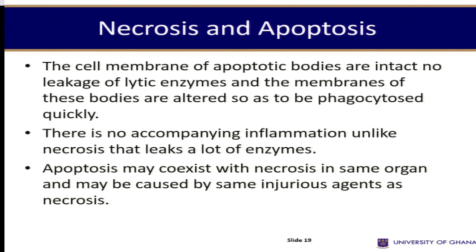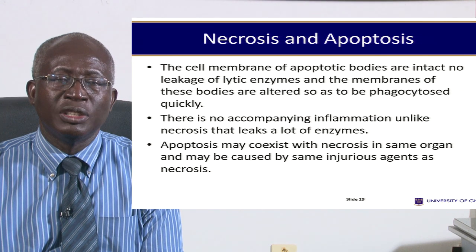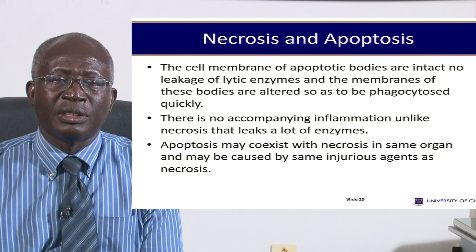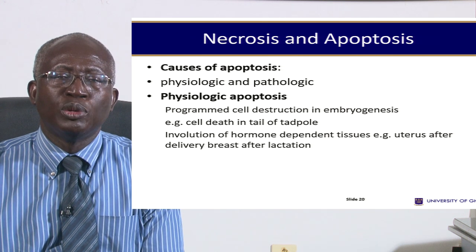So there's no accompanying inflammation, unlike necrosis that leaks enzymes and there's a lot of inflammation around. Necrosis and apoptosis may coexist and may even be caused by the same injurious agent. It depends on the cell, the degree of injury, and many factors. Causes of apoptosis.